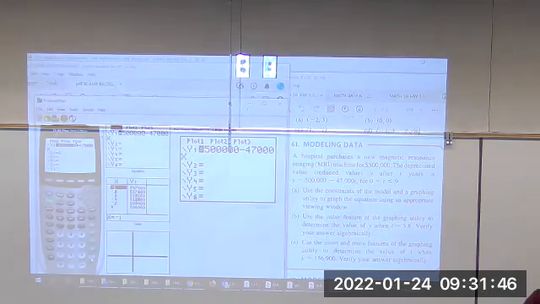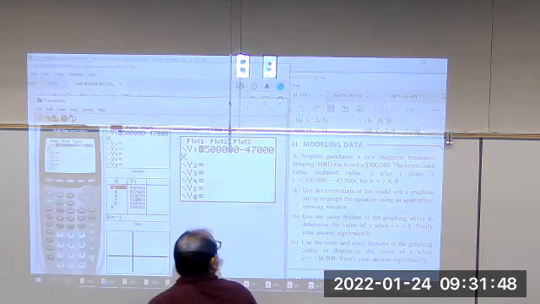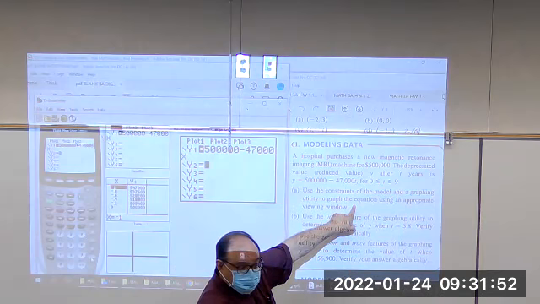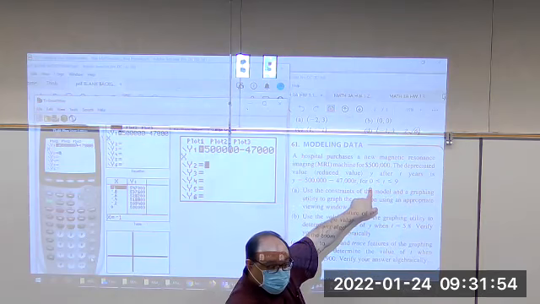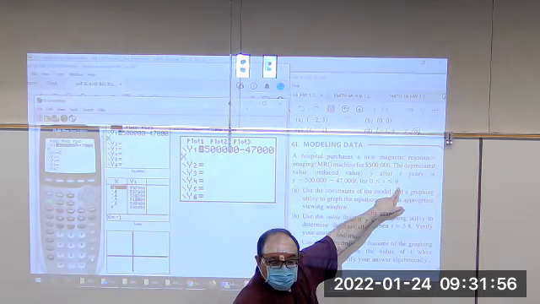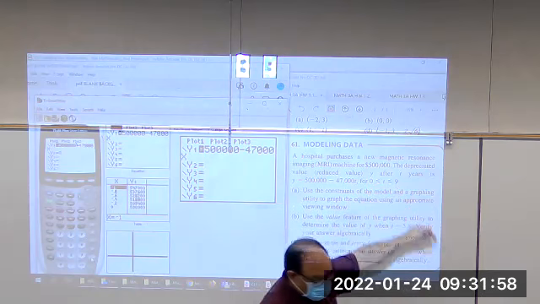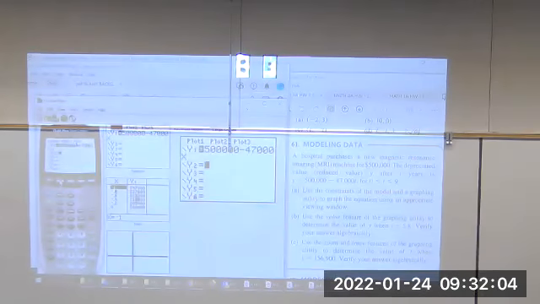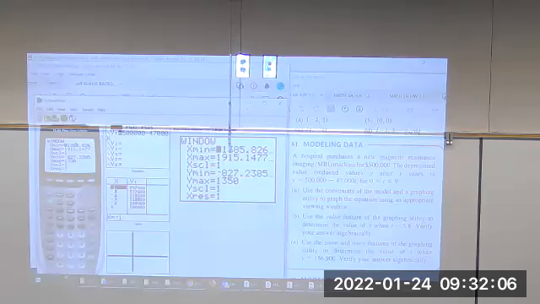Now, appropriate viewing limit. Well, the only x's I care about are 0 to 9 years. So I'm going to go to my window. I'm going to set x minimum 0, x maximum 9 years. And I'll hit trace. That's how I do it.